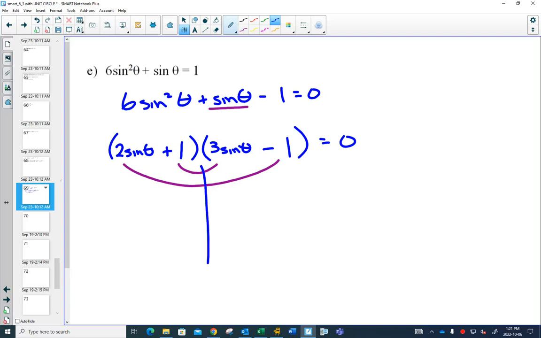Now that you've factored it, split it here. Now we've changed it to multiplying. So two things multiplied by 0. Either this one is 0 or this one is 0. If this one is 0, then sine of theta would equal negative a half. If this one is 0, then sine of theta is equal to 1/3.